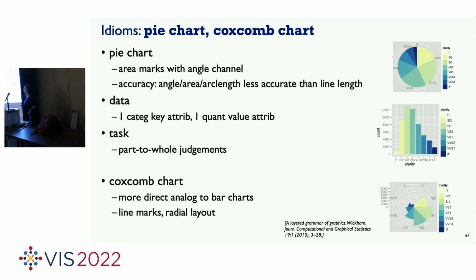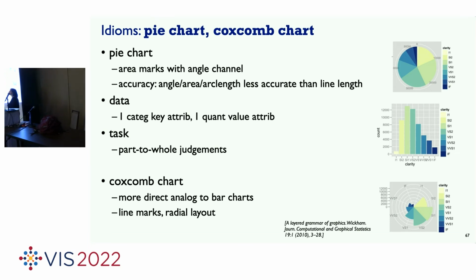So while we're thinking about idioms, let's move on and think a little bit about pie charts. Well, what's going on here? With a pie chart, the area of the mark itself is the thing that's getting encoded, because you're using the angle or orientation or tilt channel. So what's actually going on with decoding this information?